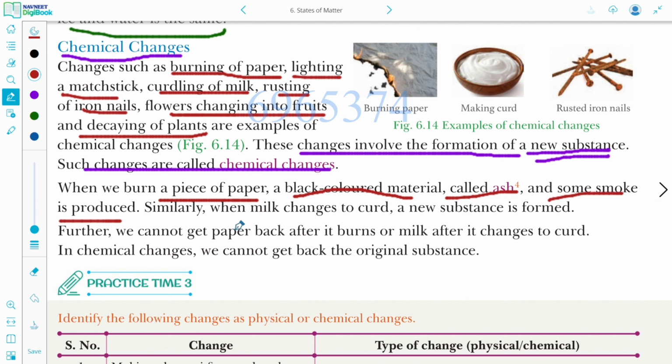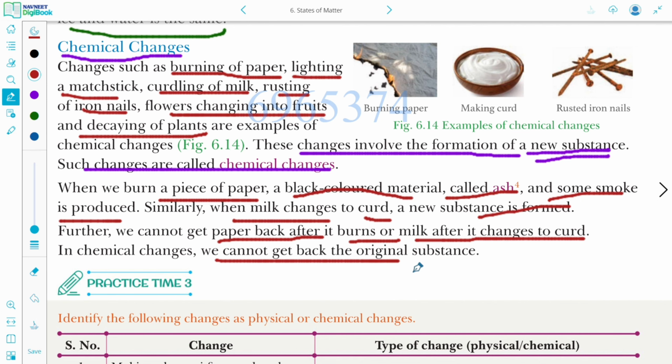Similarly, when milk changes to curd, a new substance is formed. Further, we cannot get paper back after it burns, or milk after it changes to curd. In chemical change, we cannot get the original substance.